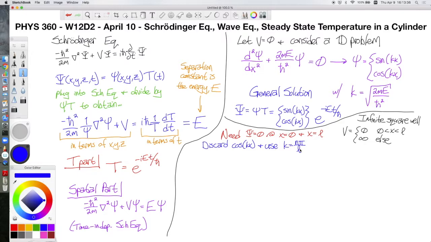But we already knew the value of k. We already knew that the value of k was this square root of 2mE over h bar squared. And what this means is we can actually solve for the value of E here. And we get a value of h bar squared over 2m times n squared times pi squared divided by L squared. And we're going to define this as E sub n. These are our energy eigenvalues for a Schrodinger equation problem.